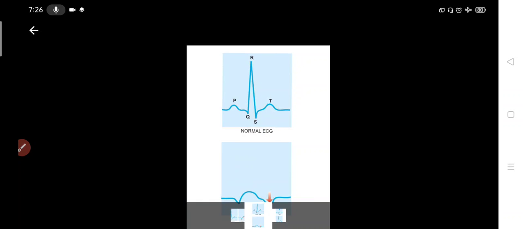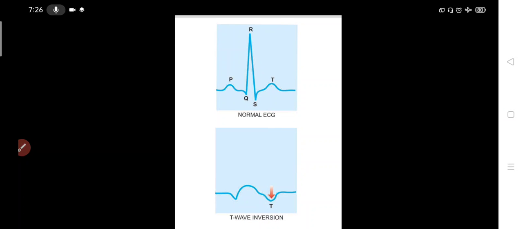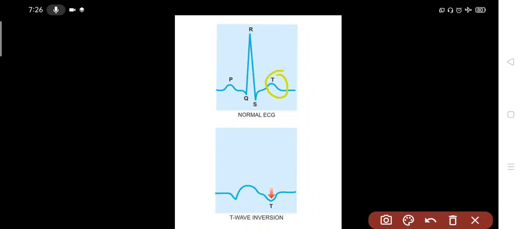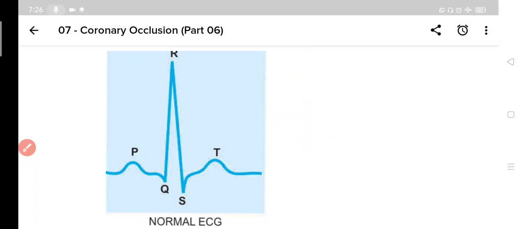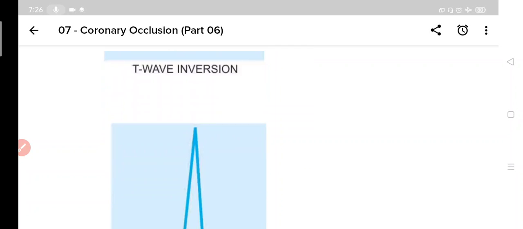Now the second one is T wave inversion. Here you can see that in a normal ECG the T wave is pointed upward, but in a patient of myocardial infarction the T wave is pointed downward. This is called T wave inversion. This is the second ECG feature of a patient of myocardial infarction.